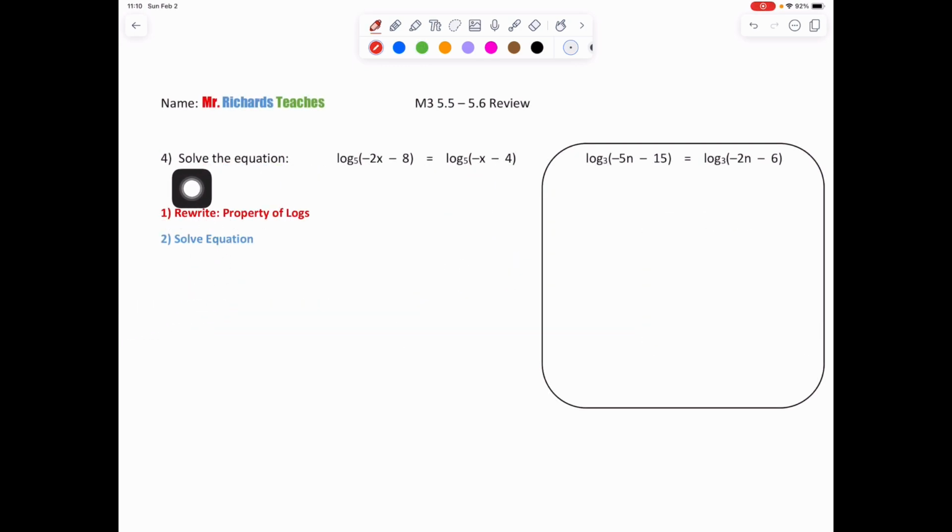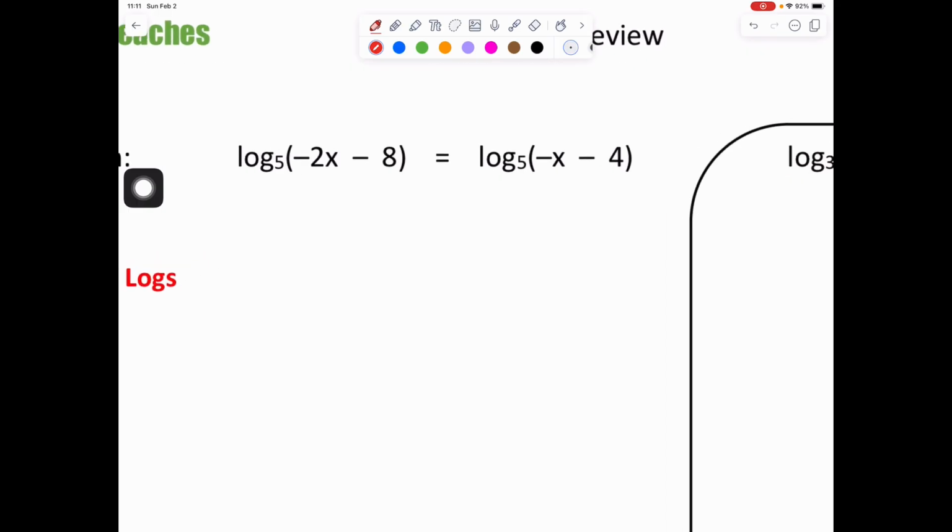Number 4 is now asking us to solve the equation log base 5 of negative 2x minus 8 equals log base 5 of negative x minus 4. Go ahead and pause the video to jot down your practice problem, and we will go through the motions. We will rewrite using the property of logs. Well, guess what? Do they share that same log base of 5? Let's zoom on in. They sure do. We are just going to get rid of those. We're going to take our negative 2x minus 8, jot that down, set that equal to our negative x minus 4, and then we will just simply solve through.